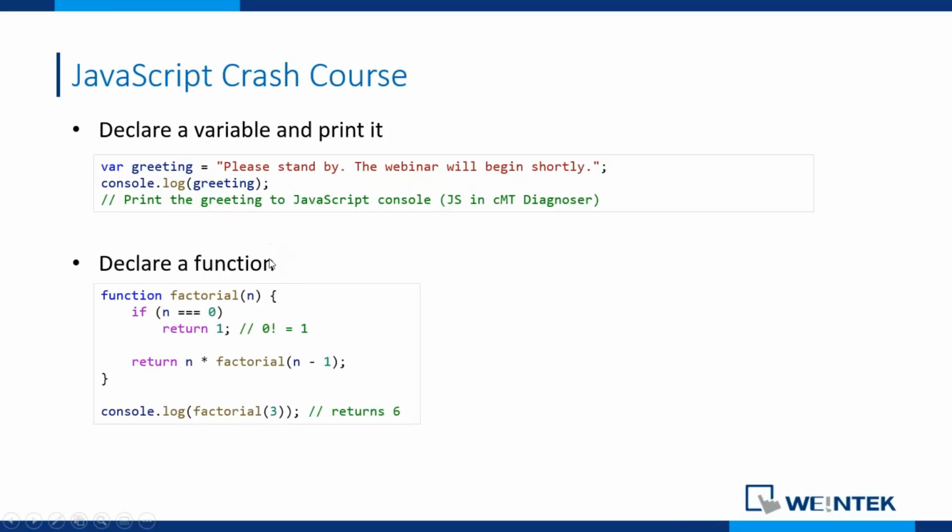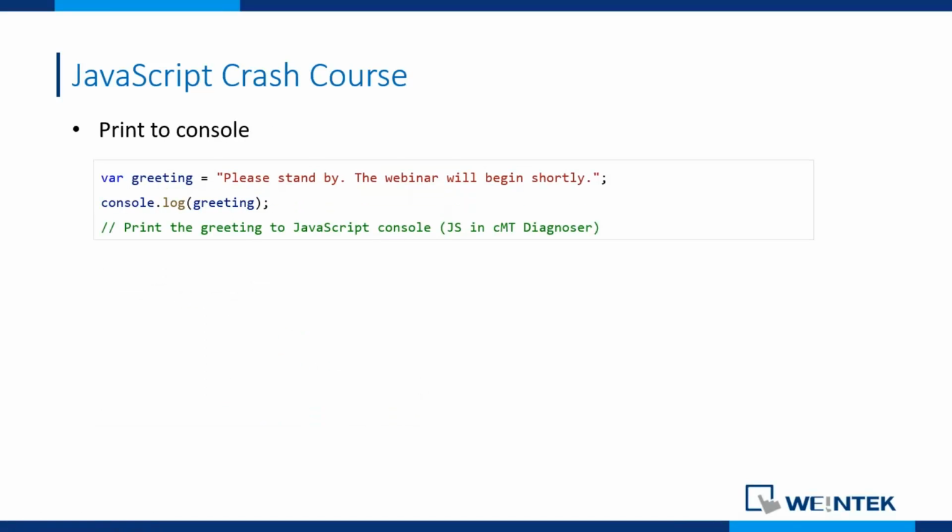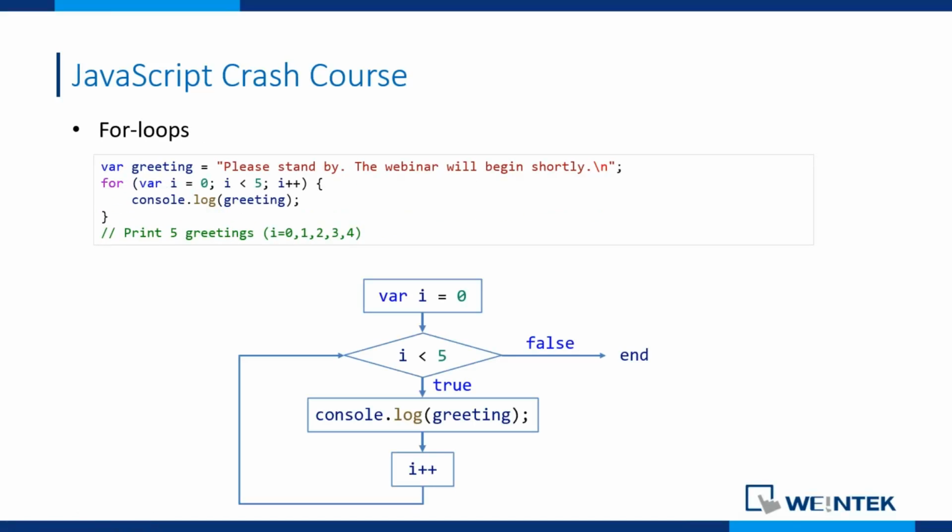Right. And you use function to declare a function. So here I declare a factorial, and use if n equals 0, then return 1. And then by calling factorial 3, I'll get the factorial of 3, which is 6. Okay, and print to console. All right, so this prints out the same.